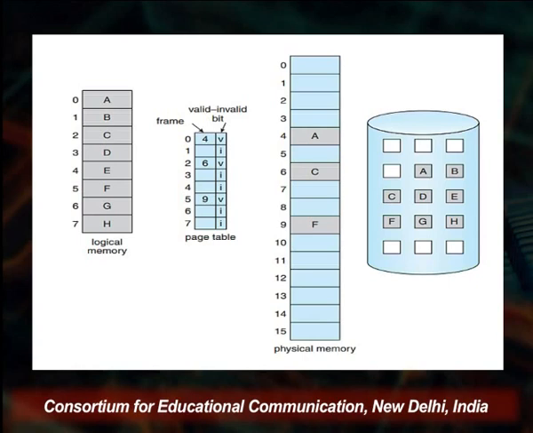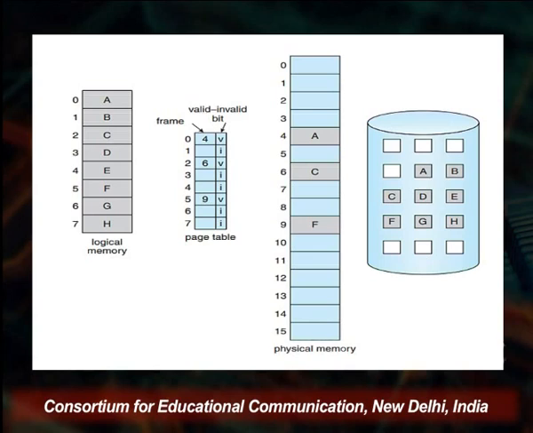As you can see on the right side of the screen, there is a hard disk which has A, B, C, D, E, F, G, H. So, these are the pages which are available on the hard disk. Then there is a page table entry which shows the corresponding frames in which these pages are to be stored inside the physical memory.